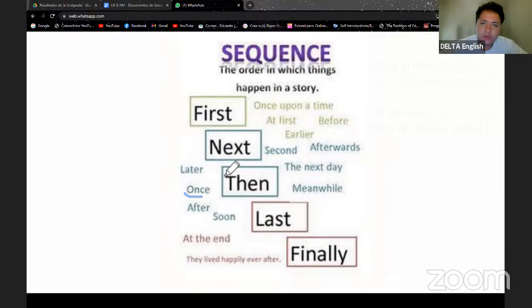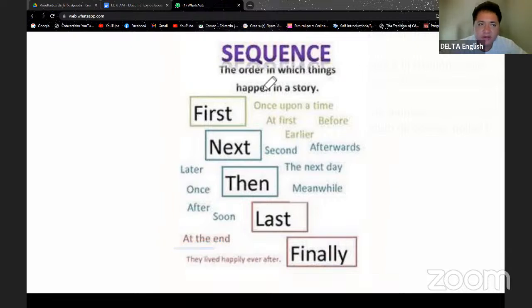Once. Once is una vez. So you can say, for example, once they knew about it, they ran away. All right. Once they knew about it, they ran away. Una vez que se enteraron, salieron corriendo. So you use once to say it's a sequence adverb after this. And finally, we can use last or finally to conclude the story, using at the end.